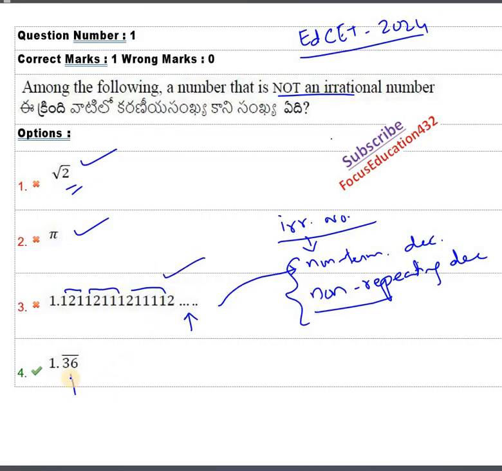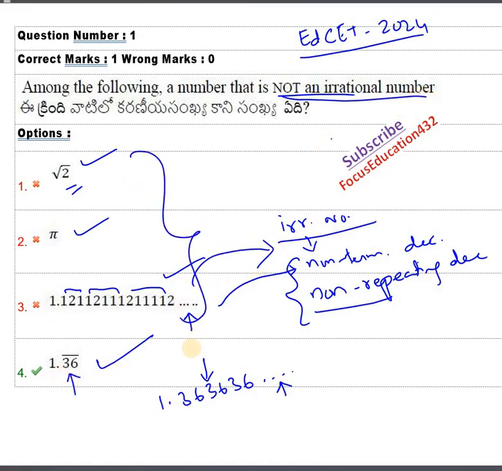Whereas in this case, it is clearly shown that 1.36 bar means 1.36, 36, 36, it is continuous, right? So 1.36 bar is non-terminating, but it is repeating. So repeating means it is a rational number. So it is not an irrational number. So this is our answer. We have to identify which is not an irrational number. So these three follow this definition, whereas 1.36 bar does not follow.